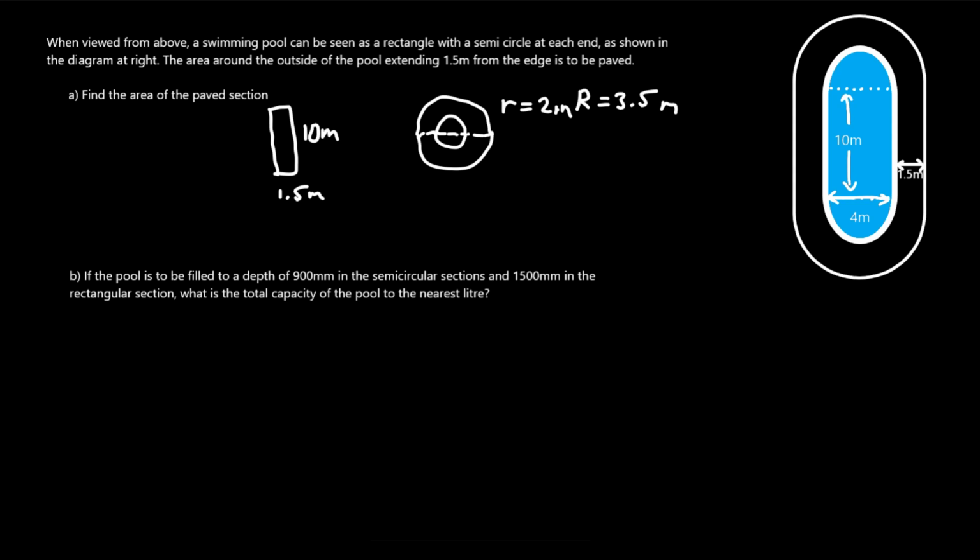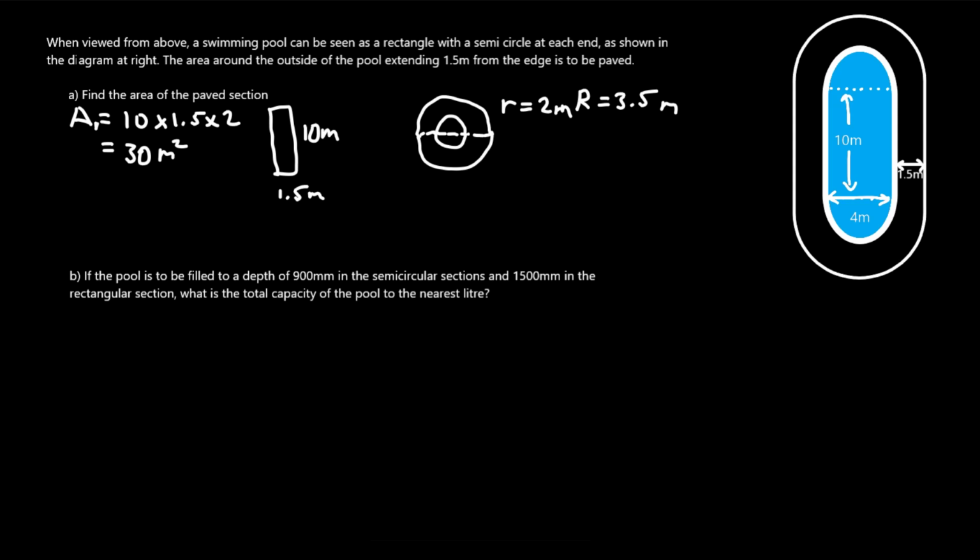Perfect. So if we just look at our rectangles first, the area of those rectangles would just be 10 times 1.5 times 2, because we've got two of those rectangles. And I'm just going to call that area 1. So the area of that will just be 30 meters squared.